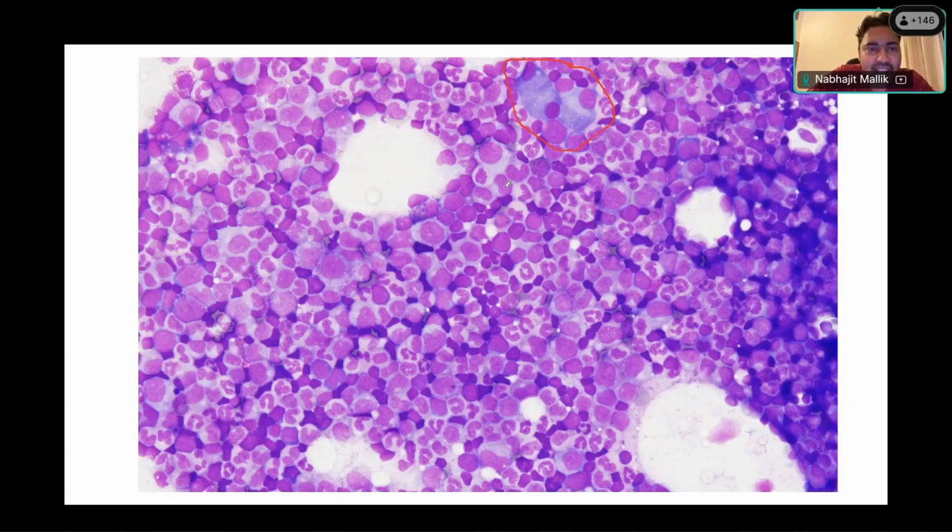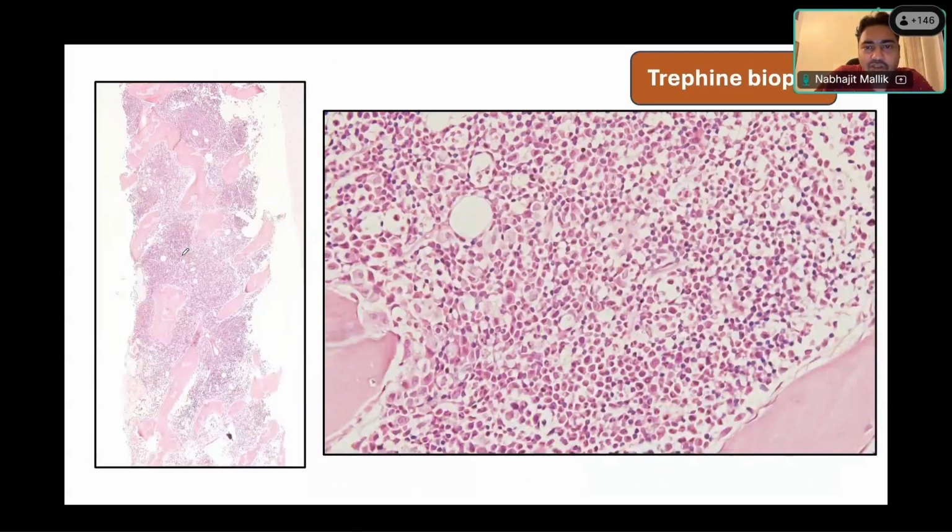Right. But again, in this picture also, most of the cells that you are seeing here in this region are myeloid series cells. Hardly seeing any erythroids. Maybe this cell that I'm circling right now could be an early erythroid, but very, very low. So your ME ratio will be very high. Right. So that is exactly what you see in the biopsy as well.